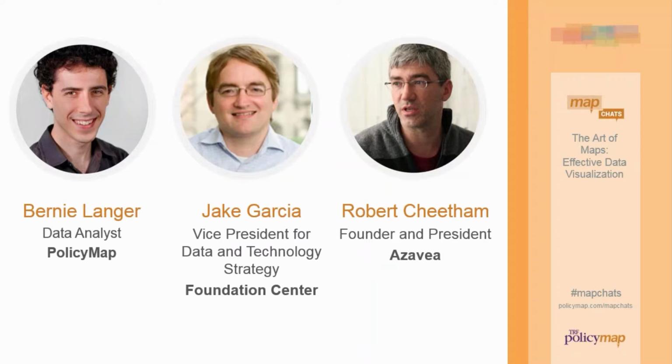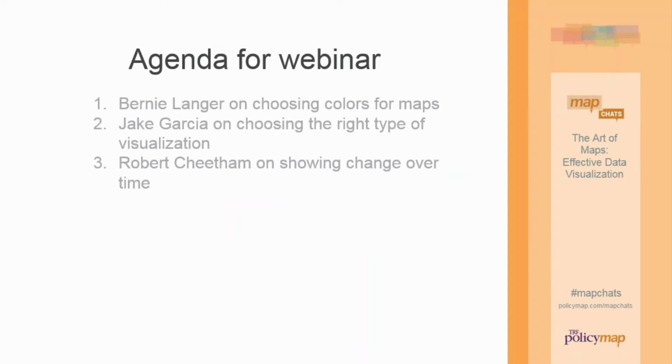We're going to start off the webinar with me talking a little about some of the color decisions we've made for our maps on PolicyMap, and then move to Jake, who will talk about different types of maps and visualizations for different situations. And then Robert will talk about using maps to show change over time. Afterwards, we'll have plenty of time to take questions from the audience.